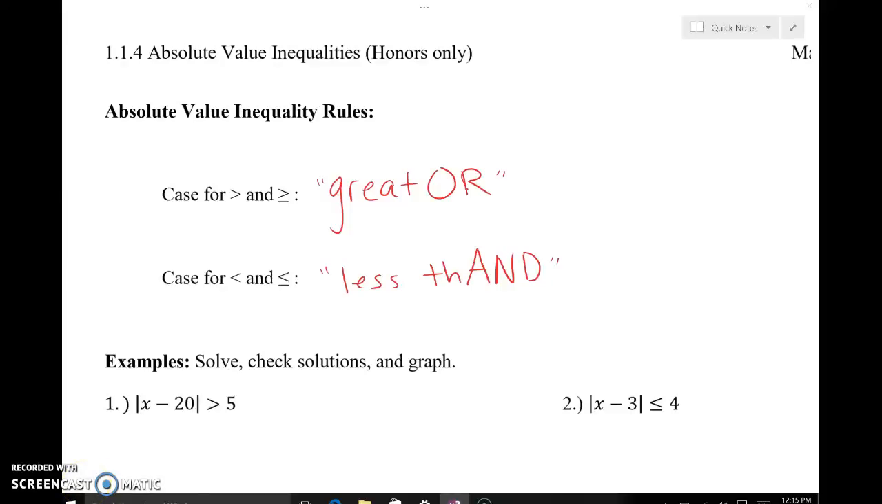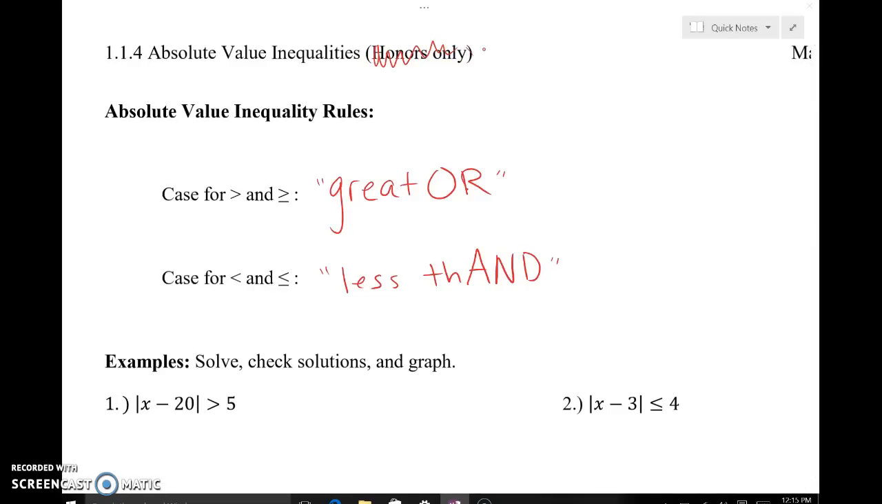Hey everybody, this is a supplemental video for 1.1.4. This is absolute value inequalities. And in the past, it's been just for our honors kids, but no longer is that the case. We've changed your curriculum, and now everybody's doing absolute value inequalities.